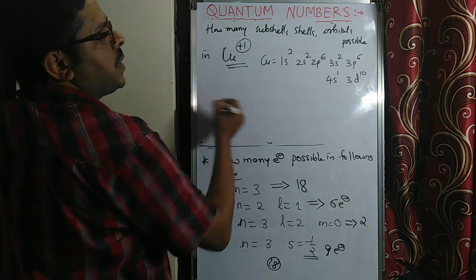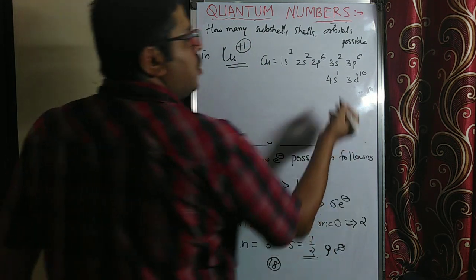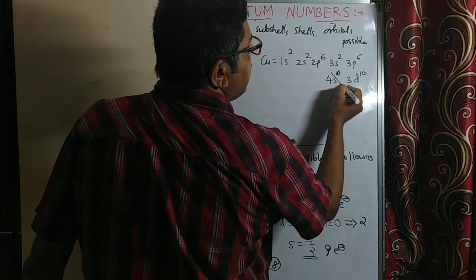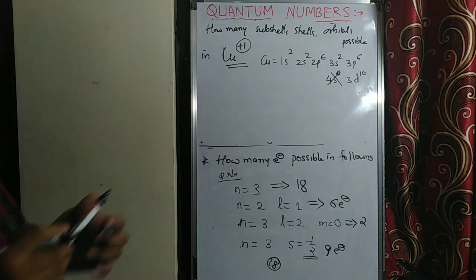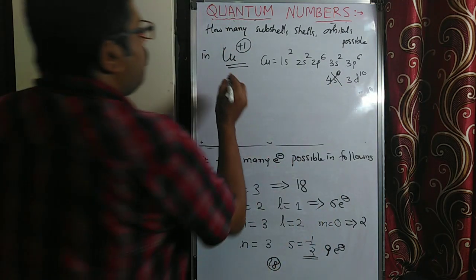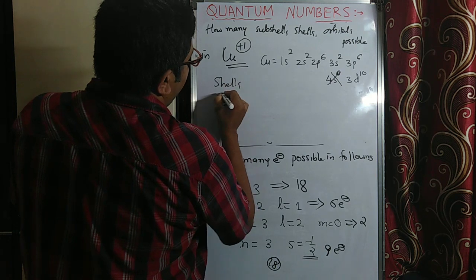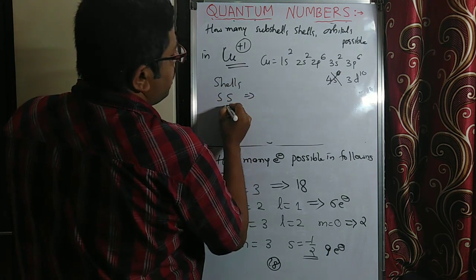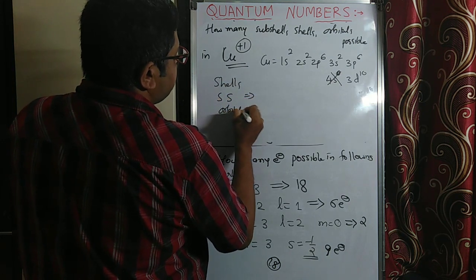Now it is a plus 1 charge. Plus 1 means you have to remove an electron. From where? You have to remove the electron from here, the 4s. It becomes 0, hence this orbital is totally removed. Now, how many shells? Tell me. How many subshells? Tell me. How many orbitals? Tell me.